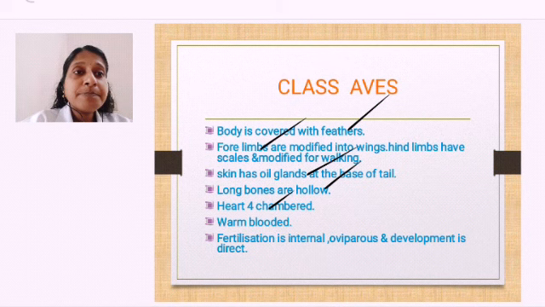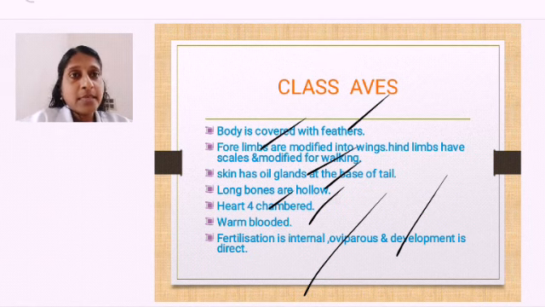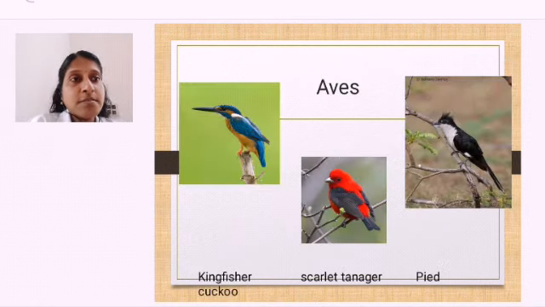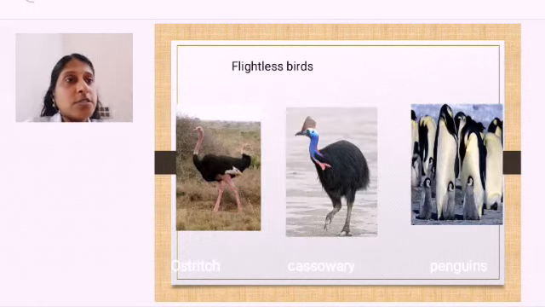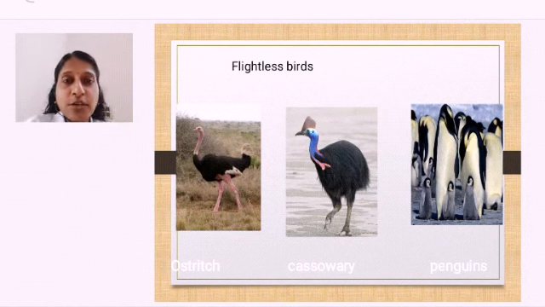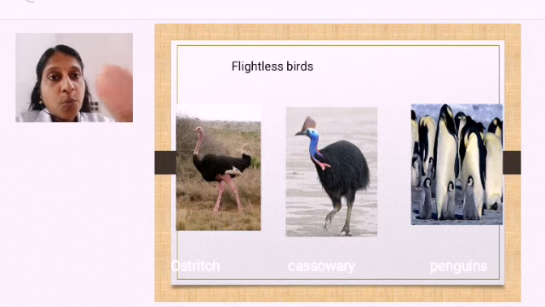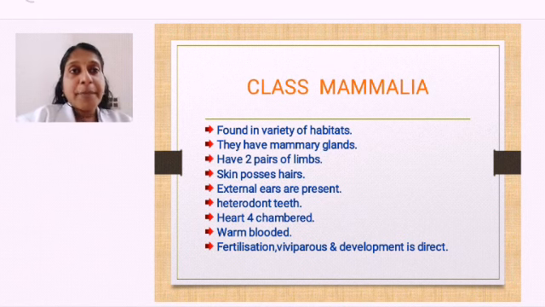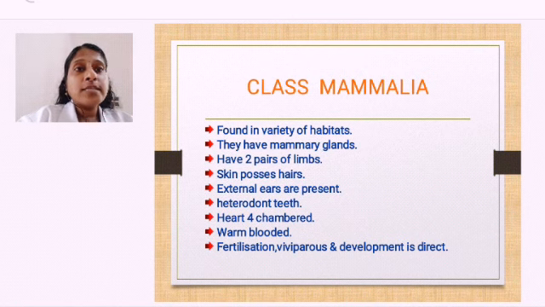Warm-blooded animals. Thereafter fertilization is internal, in the body of the female. Oviparous, egg laying, development is direct, the young one resembles the adult. Okay, so these are Aves. Any sort of birds you can see in your surroundings all come under Aves. Now moving on to Mammalia. We are mammals, with the presence of mammary glands, which are milk-producing glands in females. That is the characteristic feature of Mammalia.